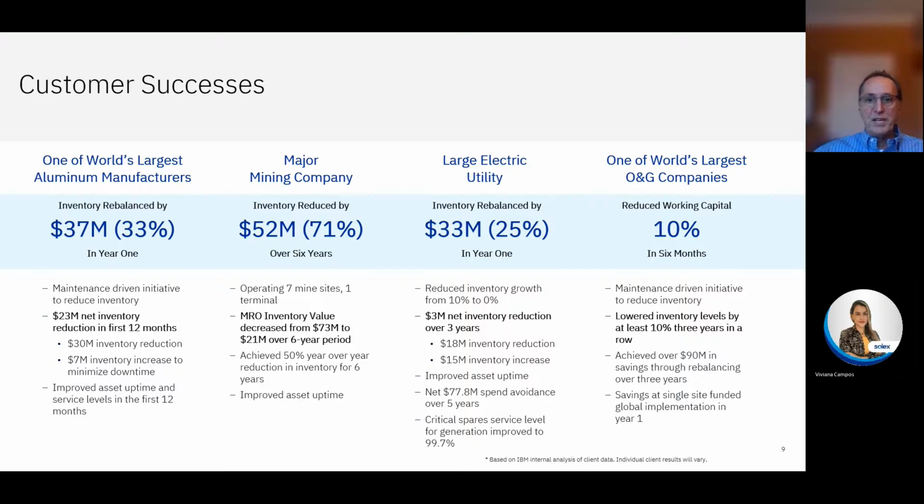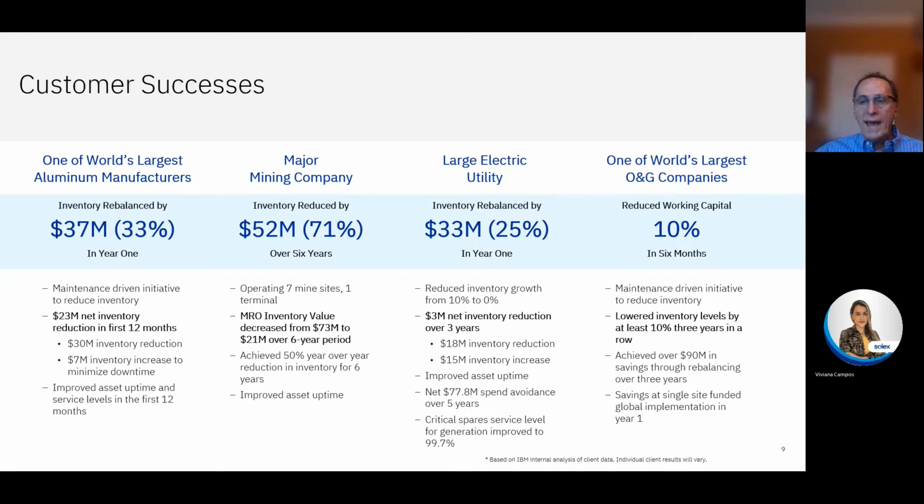They reduced their growth from 10% to 0 in that same time period. $18 million in inventory reduction with a $15 million increase, again, to ensure the correct service levels. Improved asset, net of 78 million spend avoidance over 5 years. Those are cash savings; those savings can be used to fund other projects. And you can see here, critical spare service levels from generation improved to 99.7%. So service level is a very key component of our solution.